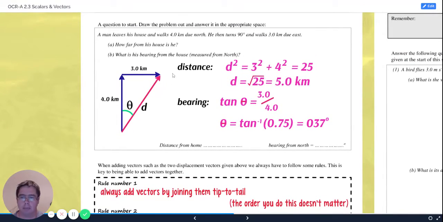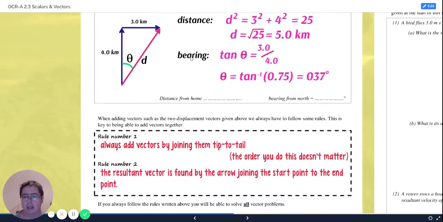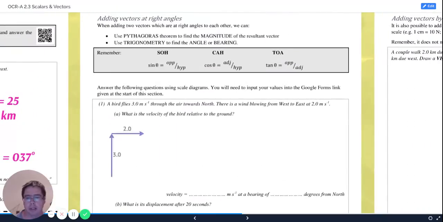So here I'm making use of colour for this presentation. If I was to do this with a piece of paper, I'd probably use a single arrow for my component vectors, the ones making up the total journey, and a double arrowhead on my resultant vector. Make it really obvious which is which.